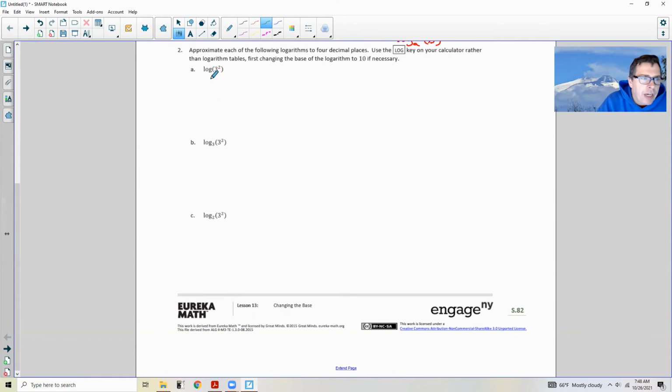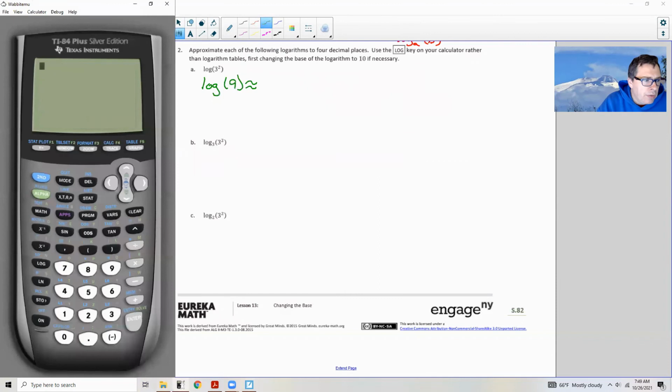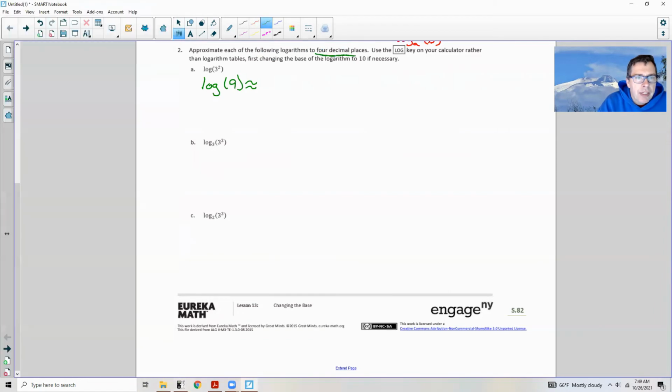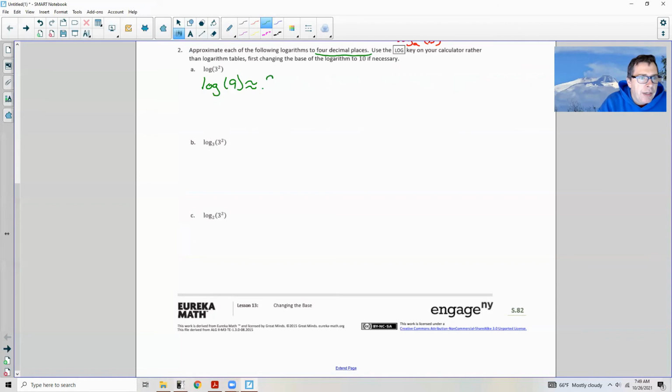Okay, so the first thing I would do is just simplify this and say, well, the log of 3 squared is going to be the log of 9. Okay, and I'm going to get my calculator out and just do log 9, enter. And it's approximately, and where did it say to round? 4 decimal places. Okay. 0.9542.